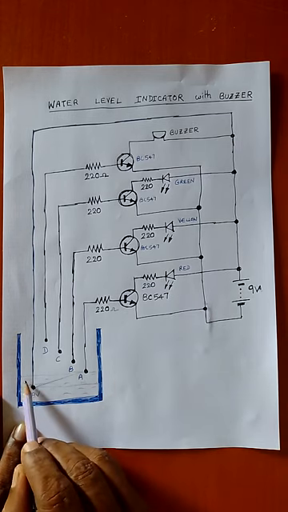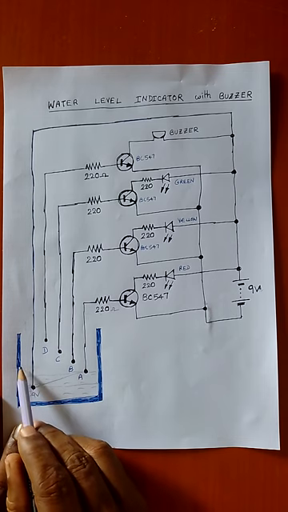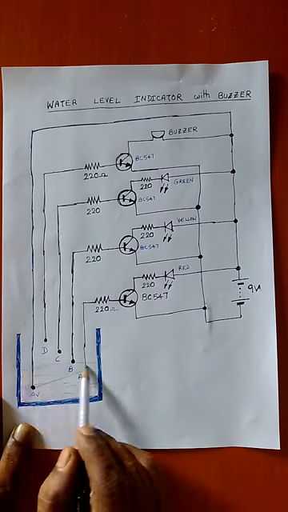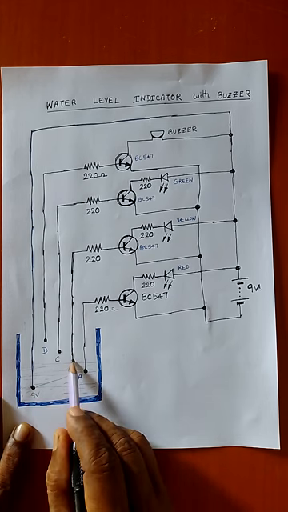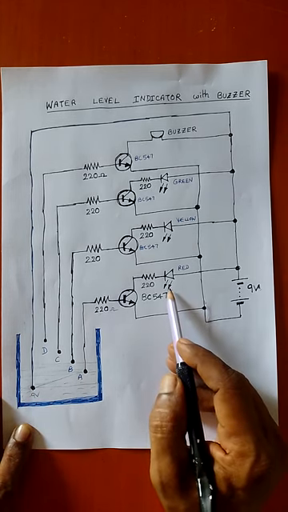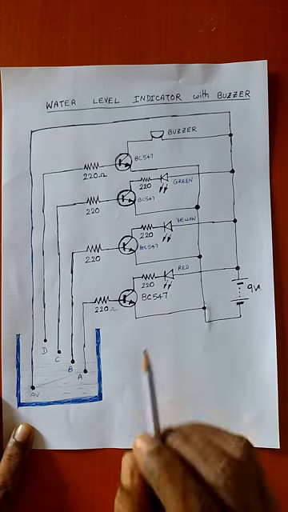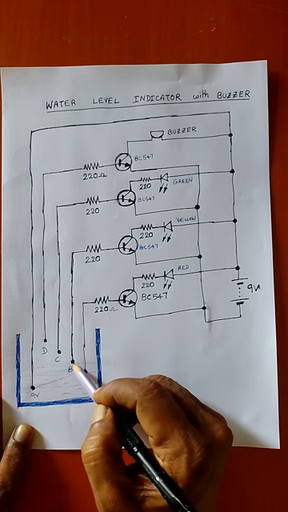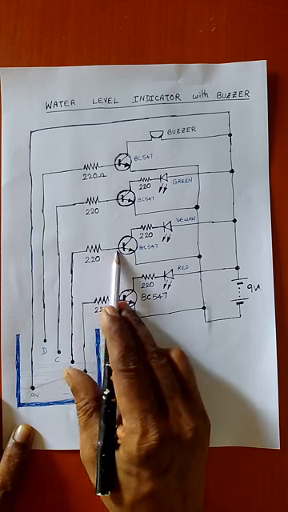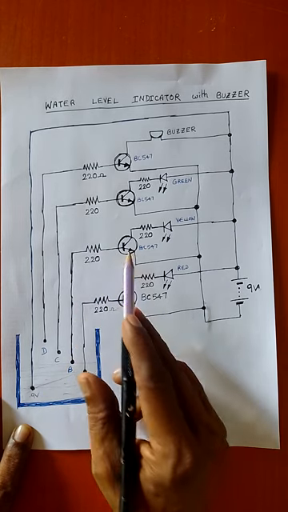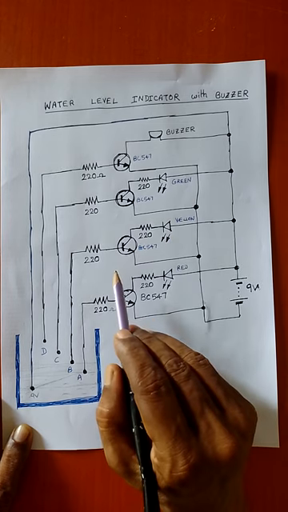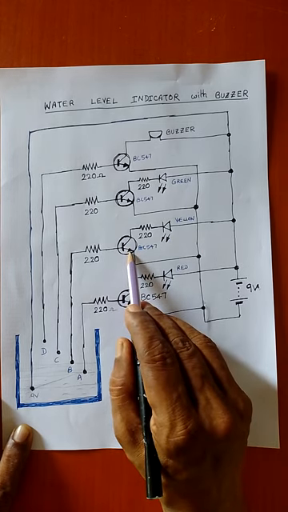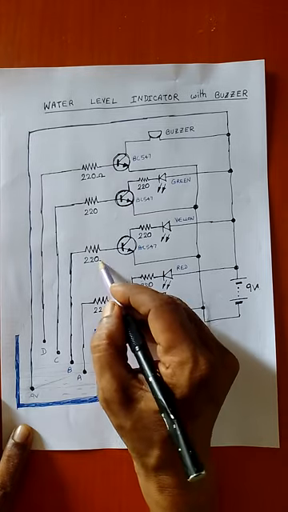Okay, now the water level slowly rises up and touches B level. So this positive touches A as well as B. That means the red LED will be constantly glowing. Now since the water level touches B point, this transistor goes into conduction and the yellow light starts glowing because this transistor goes into conduction. So these are all 220 ohms.